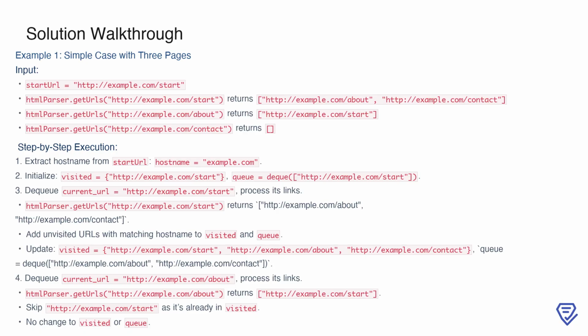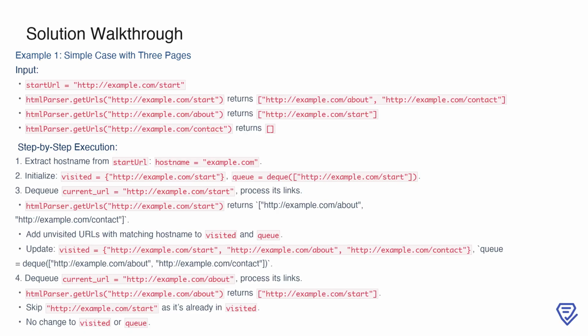We then initialize our visited set with the start URL to track pages we've already processed, and our queue starts with the start URL as well. The algorithm processes pages in the queue one by one. First, we dequeue http://example.com/start, retrieve its links, and add any unvisited URLs with the same hostname to both the visited set and the queue. This results in adding http://example.com/about and http://example.com/contact to visited and the queue.